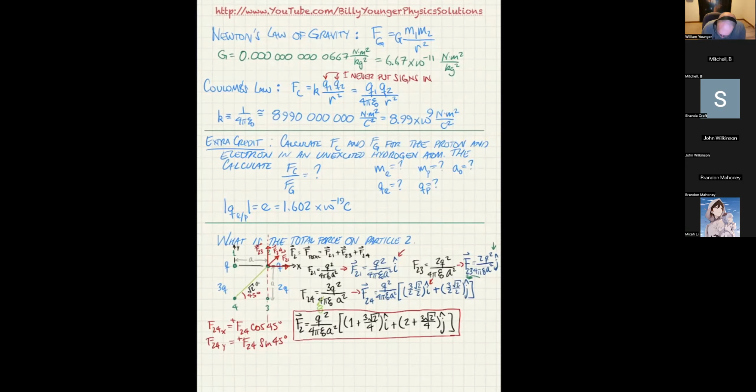So the first thing I'm going to do is realize that both of the components are positive. You can tell that because F21 was positive and pointing in the x direction, and then F24 went diagonally up and to the right. So that meant its x component is also positive. And then F23 is all up, so that's in the y direction, positive. And of course, F24 had a positive y component because it's up and to the right, so it's positive as well.